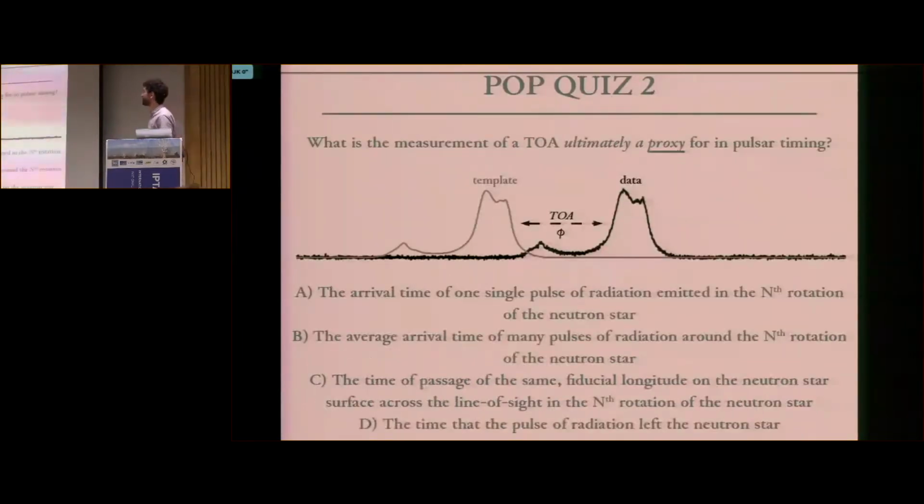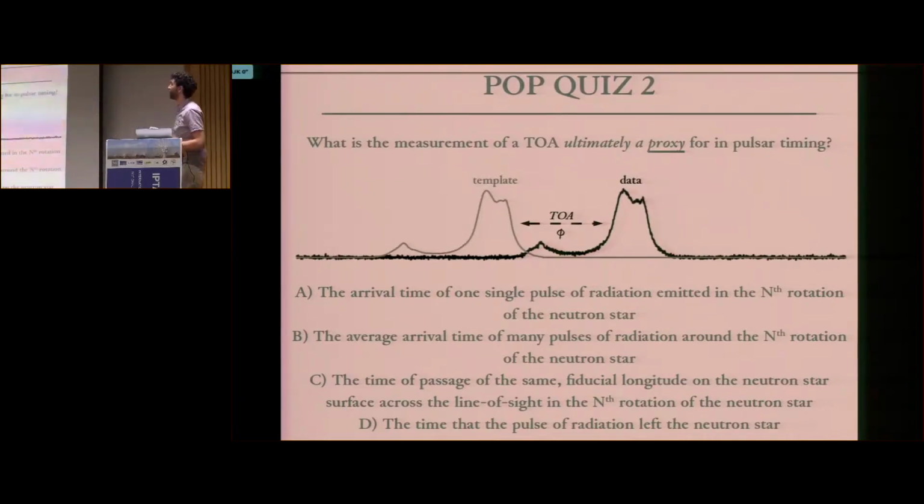All right. Pop quiz number 2. This is a difficult one, but a major take-home point in my opinion. What is the measurement of a TOA ultimately a proxy for in pulsar timing? Who doesn't know what I mean by proxy? Okay. Most measurements in science are proxy. That means it's a measurement that stands in for the quantity of interest. So if somebody goes out into the field, cuts down a tree, and starts measuring the distance between tree rings, and then they say something about temperature or rainfall, how much water fell, this kind of thing. You didn't measure those things, right? You measure the distance between tree rings. That's a proxy for some other thing, right?